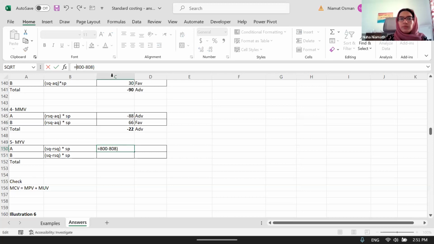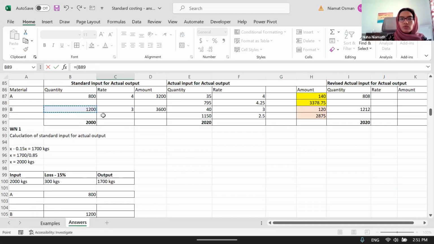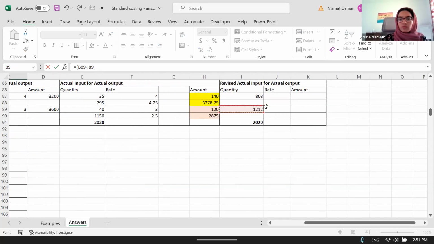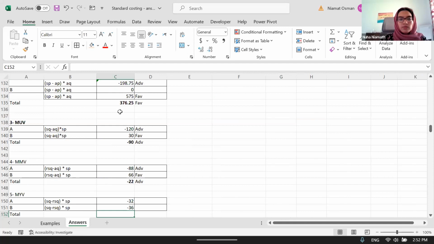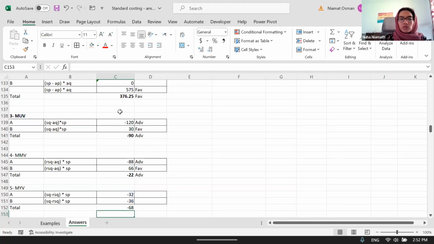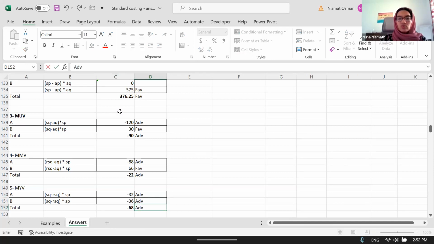The standard price is 4. And this one will be SQ minus RSQ, to standard price is minus this. That will be B, and all these things are adverse. Why? Because in every situation, our standard quantity is lower. The actual is higher.